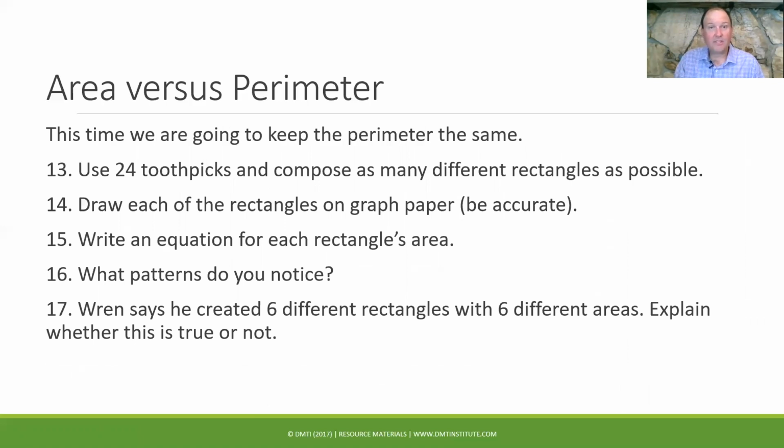Likewise, we love activities with kids. Let's keep the perimeter fixed. So how many different rectangles can we compose out of 24 toothpicks, if those toothpicks are our outer edges? Now we're fixing the perimeter. We're going to compose some different rectangles that all have a perimeter of 24, but they have some different areas to have those same types of conversations.